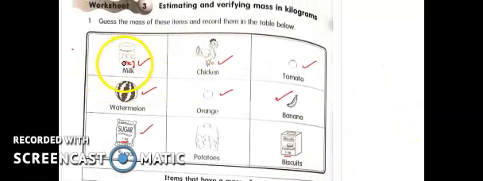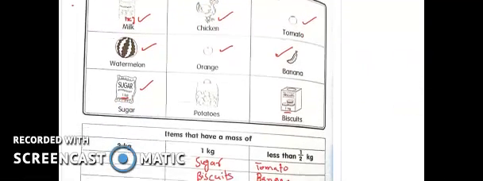And also if you look at the packet of milk, on the box of the milk, it is written 1 kg. So I will write it also in this portion. I will say the mass of the milk is 1 kg. Now the remaining pictures that we are left with are watermelon, chicken, and a sack of potatoes.